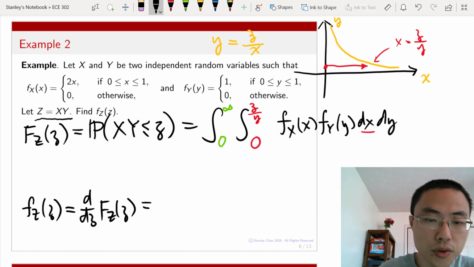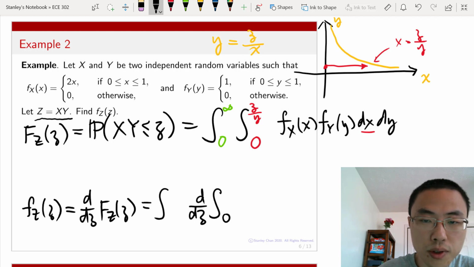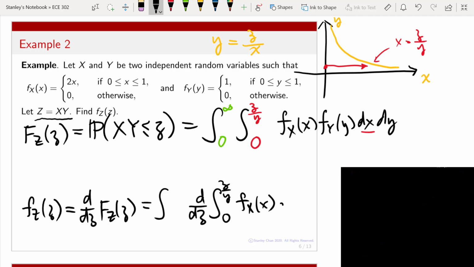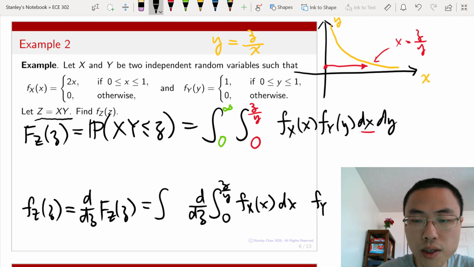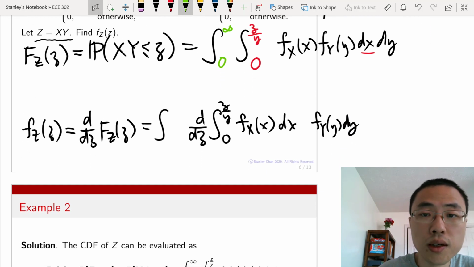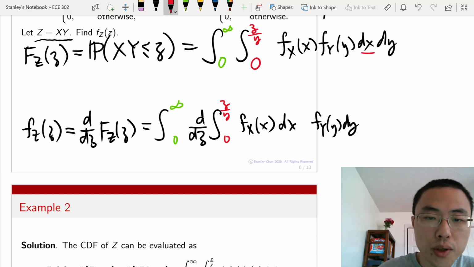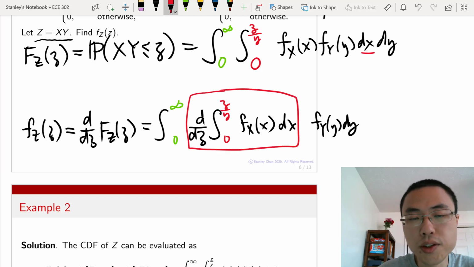The PDF, of course, will be integration, and then that is a derivative, and then you have this integration from 0 to z over y of fx of x dx, and then you have fy of y dy. Okay, so the outer integration is from 0 to infinity, and the inner integration would be from 0 to z over y.